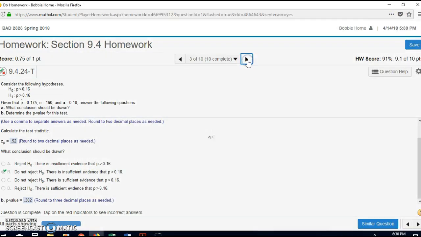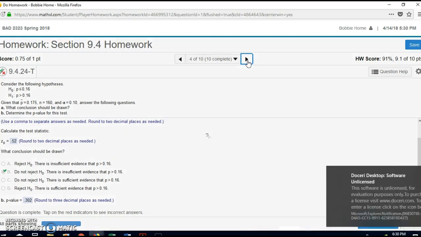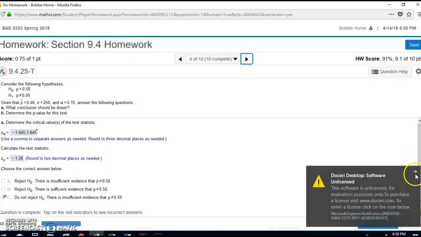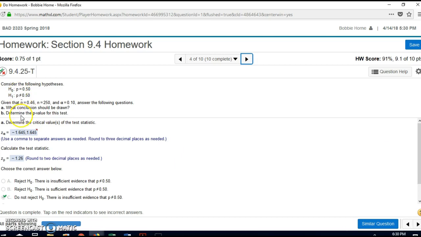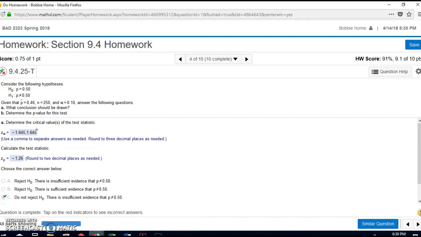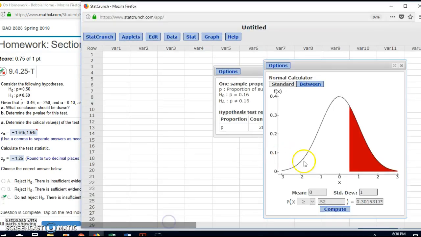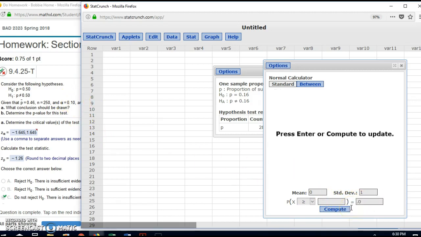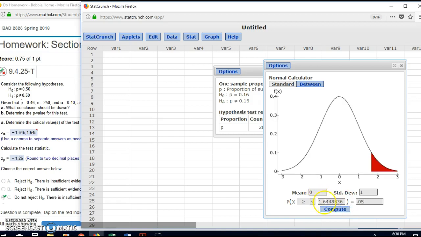So moving on to question number 4. This is a two-tail test, so you determine your critical values. I will go through this one just to show you a two-tail test. Here we know that alpha is 0.10, but since it's a two-tail, we would put 0.05. So our critical value is positive 1.645, and negative as well because it's two-tailed.